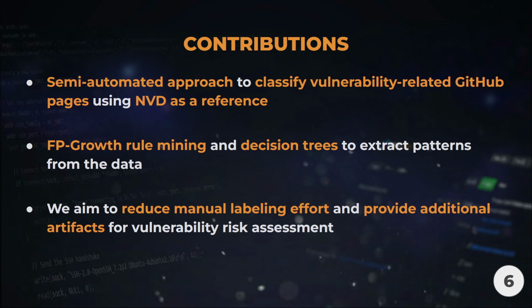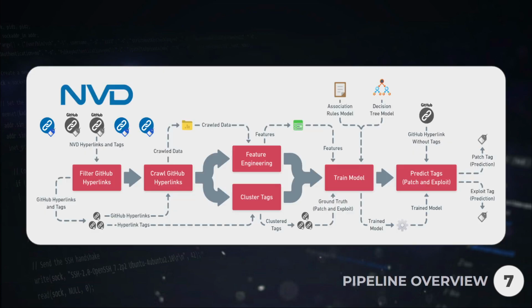So in this slide we summarize some of our key contributions. So first we propose a semi-automated approach to classify vulnerability related GitHub pages, and for that we use NVD as our ground truth. We also apply two simple and interpretable algorithms, namely FP growth and decision trees, and these algorithms are used to extract patterns from the data. And finally we reduce manual labeling efforts and also provide additional artifacts that could be used to assist in the task of vulnerability risk assessment.